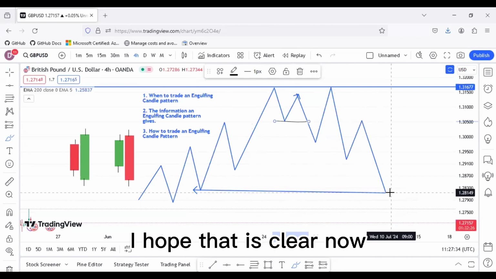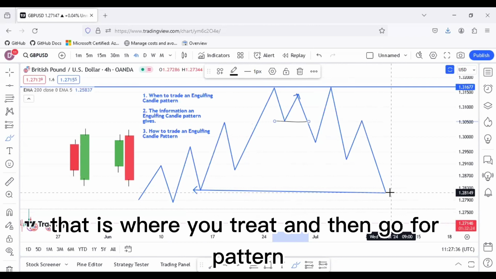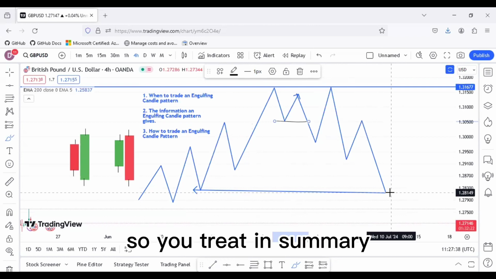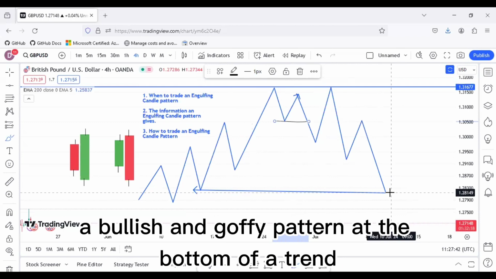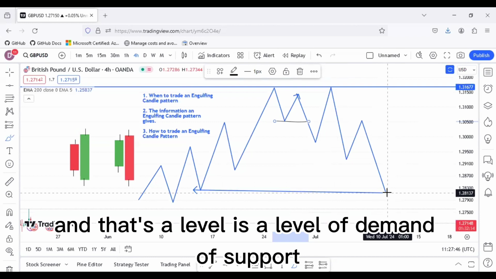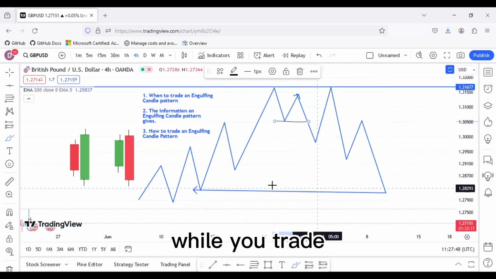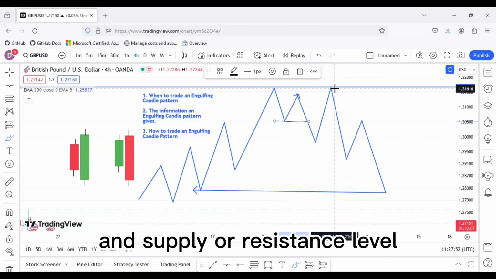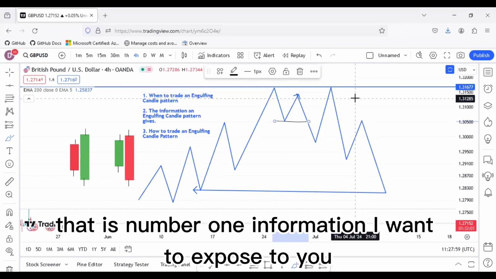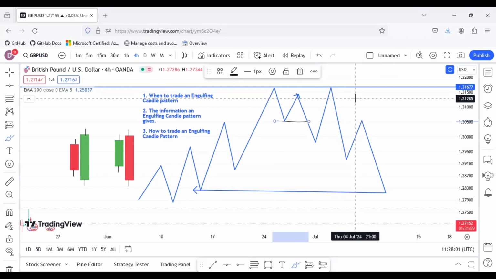I hope that is clear now. That is when you trade an engulfing pattern. So, in summary, you trade a bullish engulfing pattern at the bottom of a trend and at a level of demand or support, while you trade a bearish engulfing pattern at the top of a trend and at a supply or resistance level. That is number one information I want to expose to you.